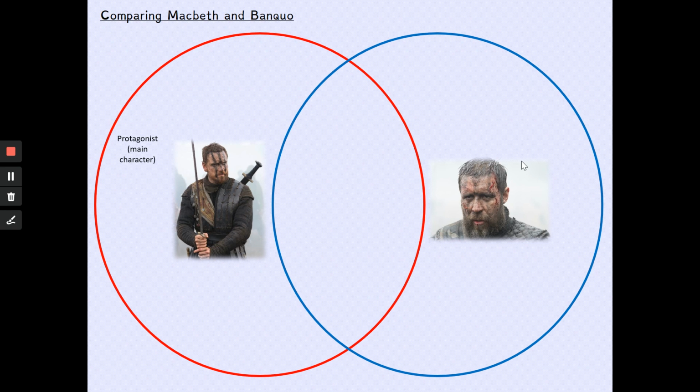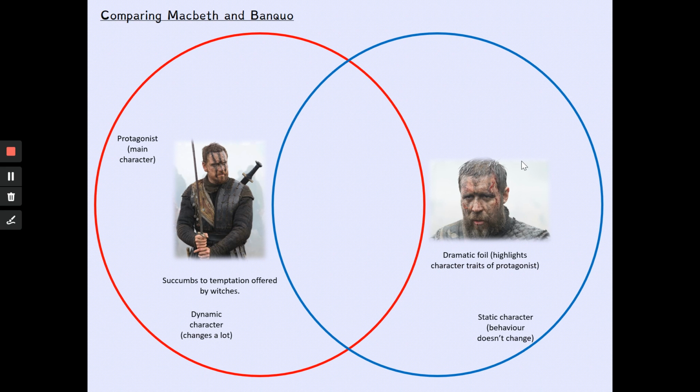Macbeth's the protagonist. He's the main character, whereas Banquo is the dramatic foil, which we touched on in a previous lesson. Macbeth is a dynamic character. He changes a lot during the play, arguably, whereas Banquo is more static. He kind of remains the same.